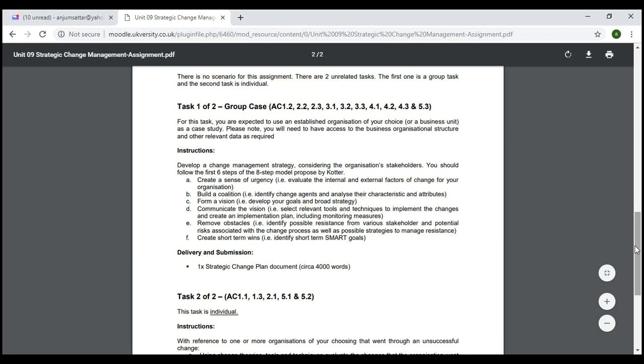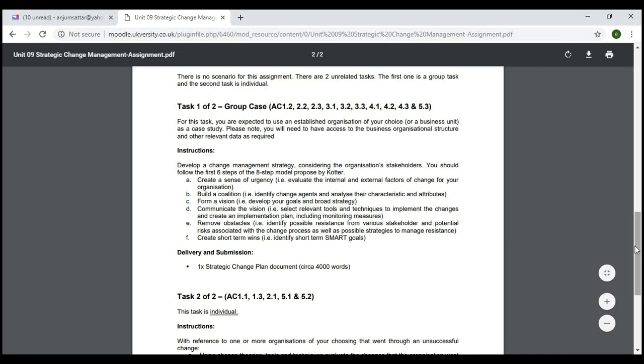Please note you will need to have access to the business's organization structure or other relevant data. Maybe we can look at the organization structure and discuss it as well. Develop change management strategies considering organization stakeholders. For any change, we need to look at the stakeholders, so maybe we can discuss different stakeholders. It's sort of the plan.